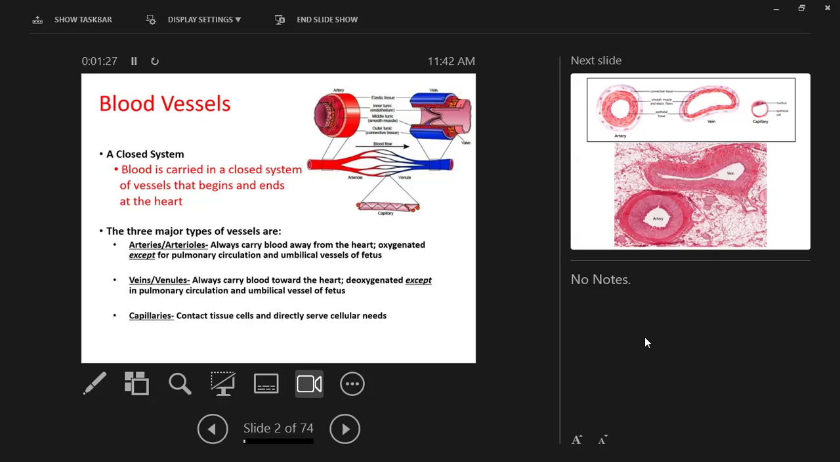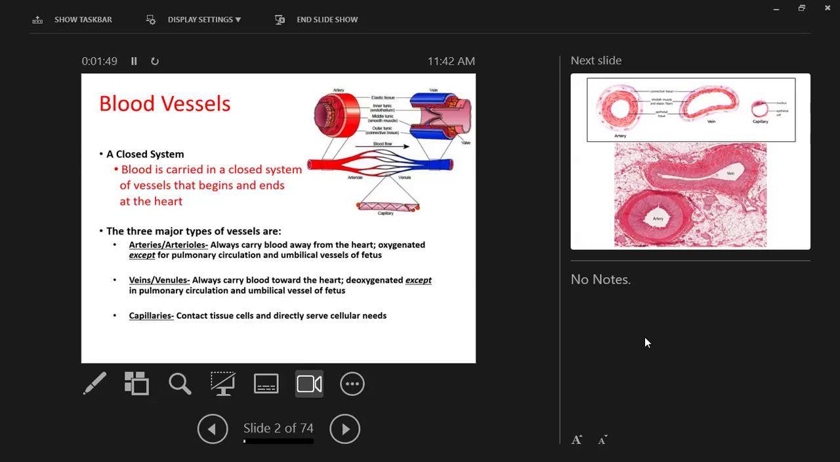Usually the blood is lower in oxygen, somewhere in the neighborhood of about 80% saturated, except in pulmonary veins. The pulmonary veins are going to be usually close to 100% saturated because they're bringing blood back to the heart from the lungs. And the capillaries are where the action takes place.